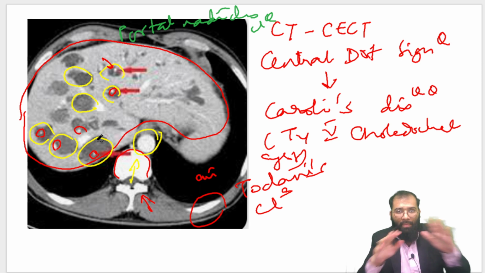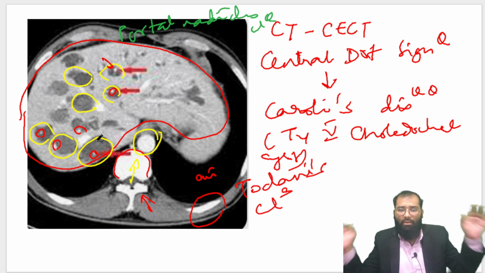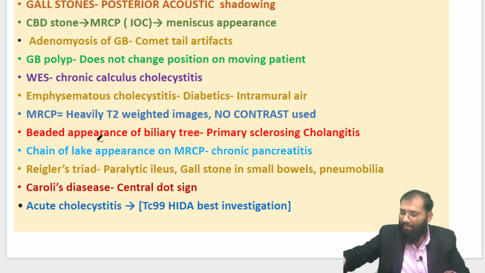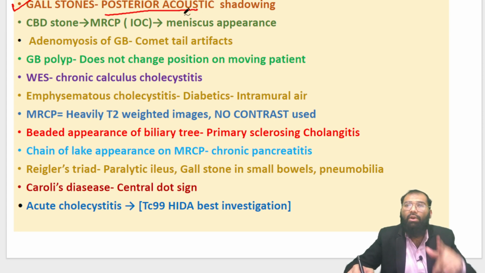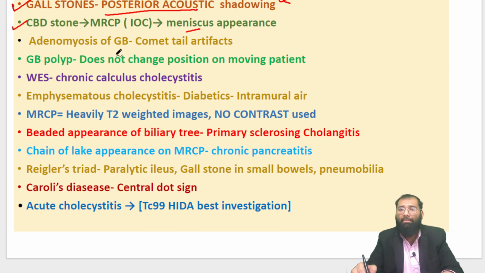Very important question. Okay, now whatever we have done till now, we'll summarize everything whatever we have seen, and it will take you less than a minute. So let us start. Gallstones: investigation of choice is ultrasound, and they show classic posterior acoustic shadowing. Very important. CBD stone: what is the investigation of choice? MRCP. They give a specific appearance which is called meniscus appearance.